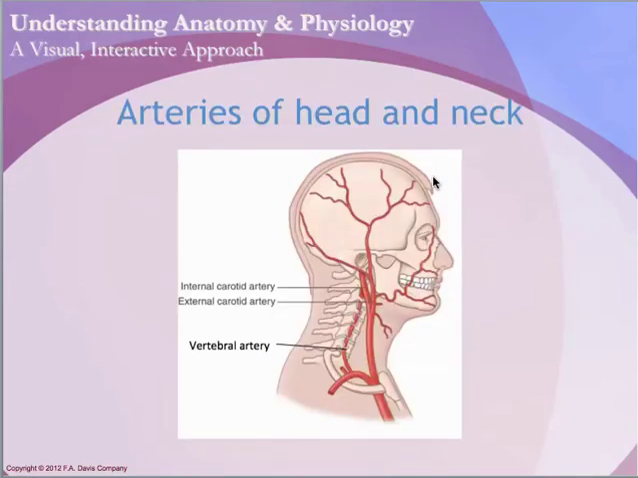Arteries of the head and neck. We just need to know that there are right and left carotid arteries, which supply most of the brain with a constant supply of oxygen. There is an internal and external carotid on each side.